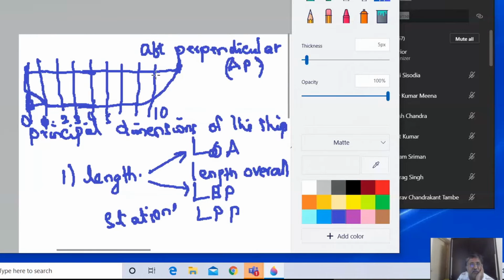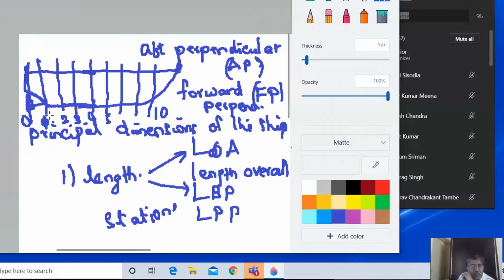Then the one at the frontmost, the one which is at the forwardmost, is known as the forward perpendicular. Forward perpendicular, it is FP. So now we have AP and FP. So these are known as the two perpendiculars in naval architecture. There is an aft perpendicular and there is a forward perpendicular.